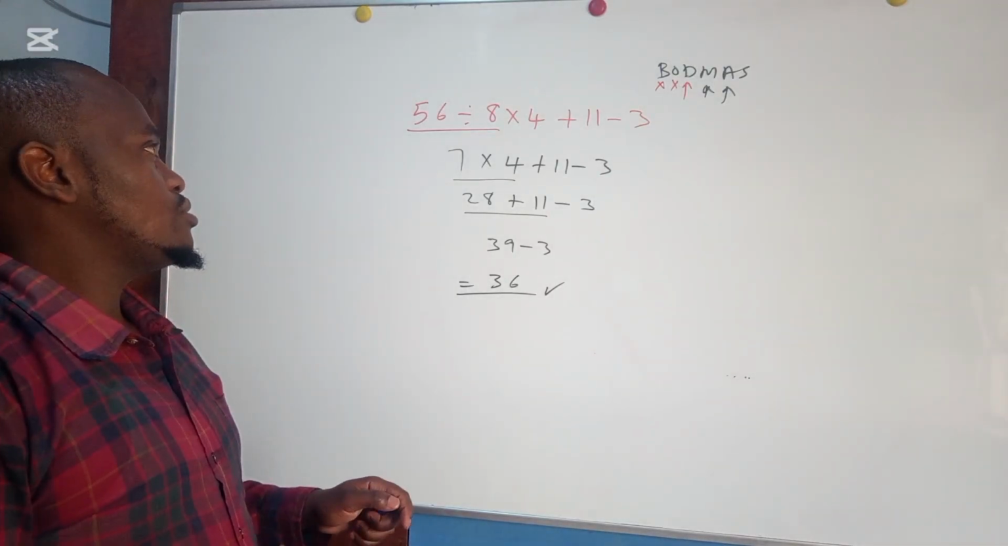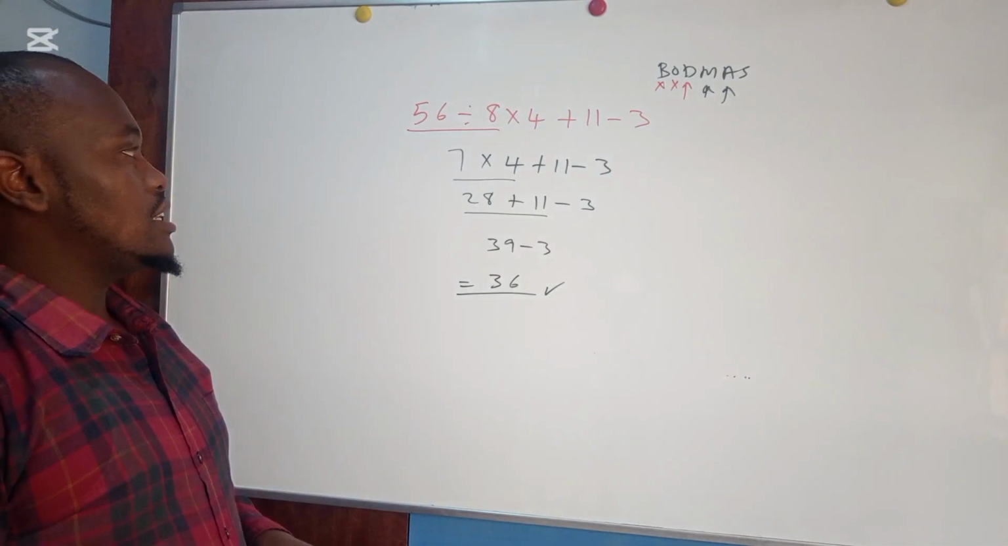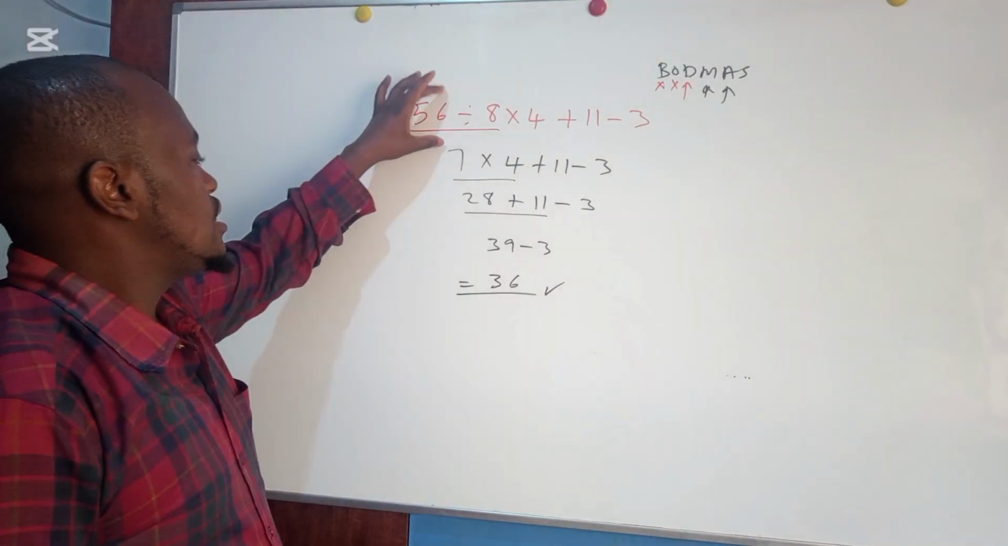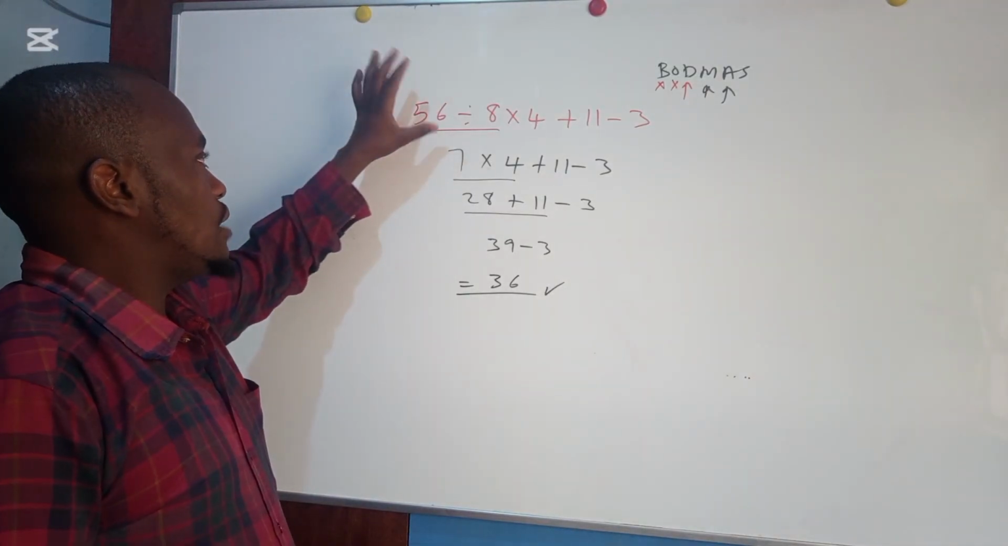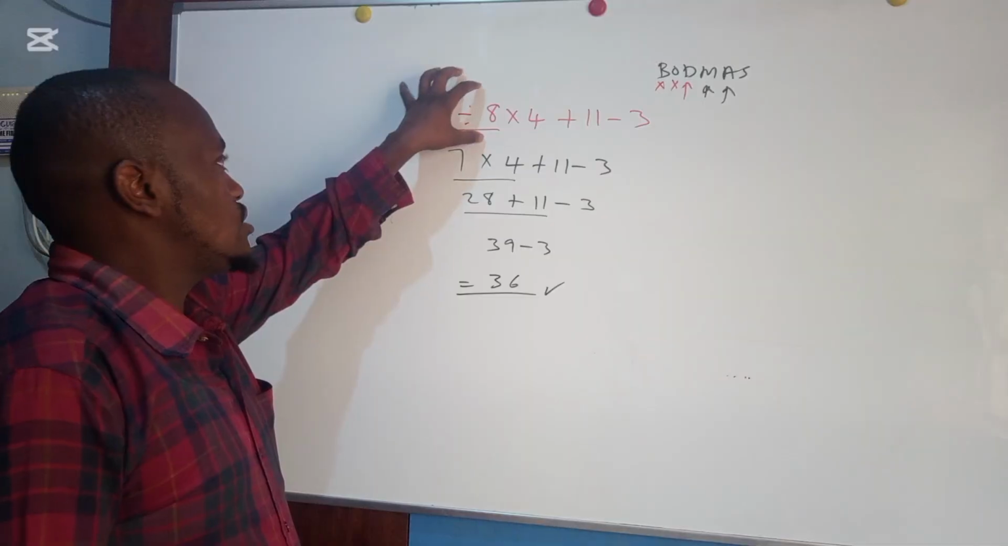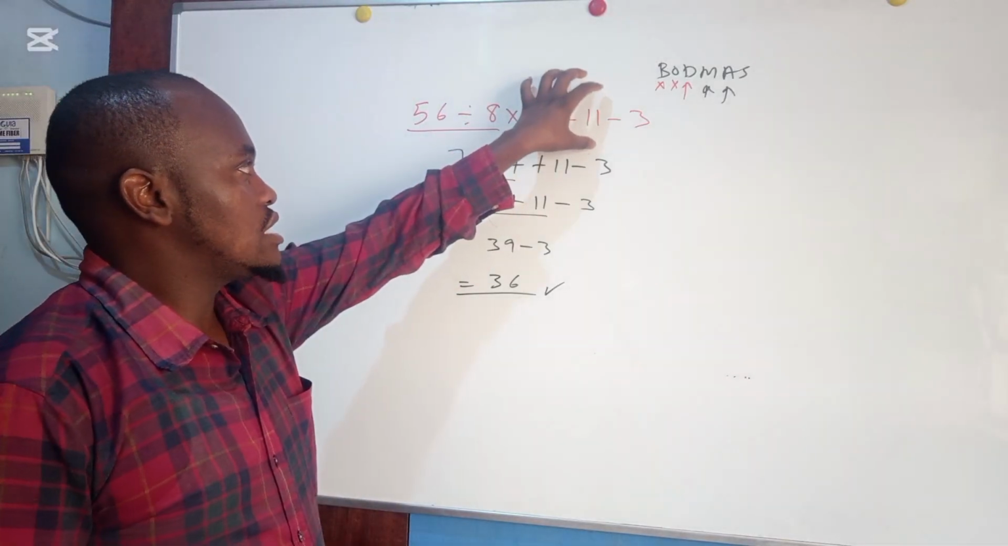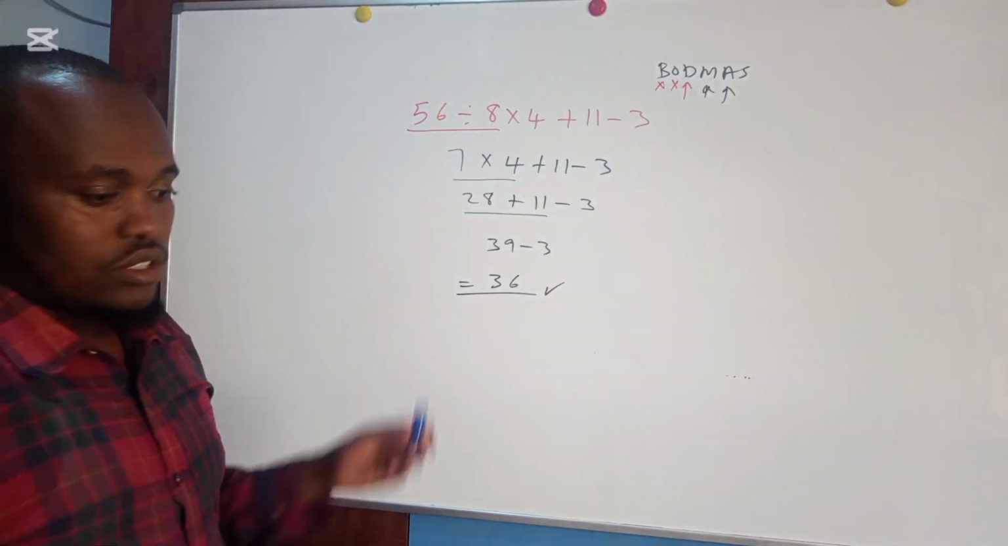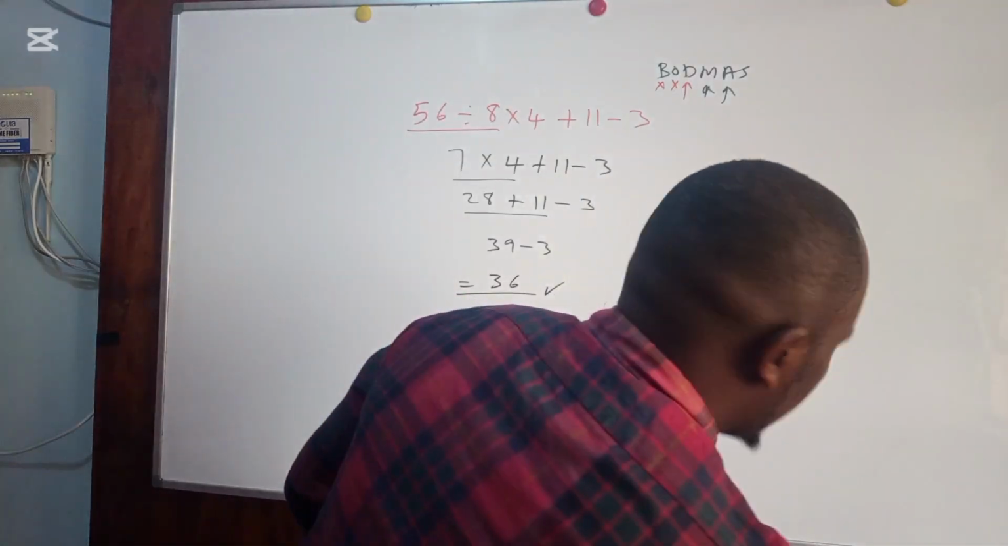BODMAS, it was arranged in a way that you are going to solve this, after this you go to this, after that you do this, after that you do this. So this one was pretty easy. Now let us do the question I was preempting on.